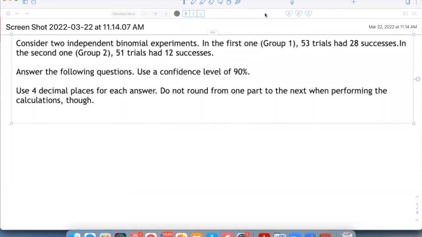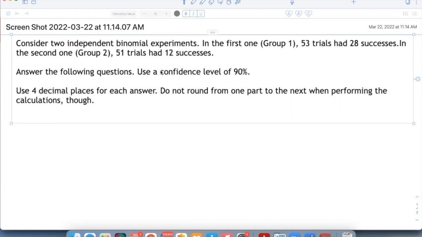Okay, next thing we got to decide is, are we doing an interval or a hypothesis test? Hypothesis tests will always say something like test, or a lot of times they even say the words hypothesis. Confidence intervals always, every single time, say confidence. We got the word confidence right there. This is a confidence interval.